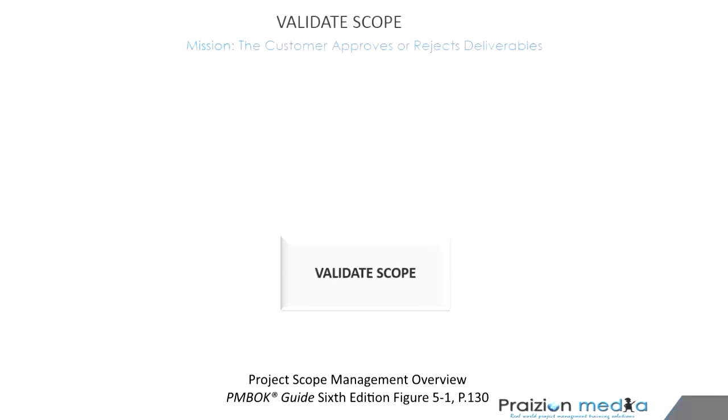So let's talk about validate scope. Let's look at the ITTOs. Validate scope. The mission is the customer approval, hopefully not rejection of the deliverable. But that's what happens. That's real life. Sometimes a customer rejects the deliverable, and in that case, you're going to get a change request to modify something.